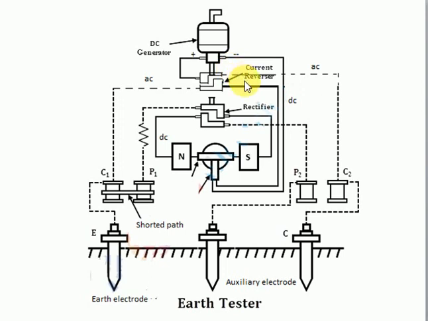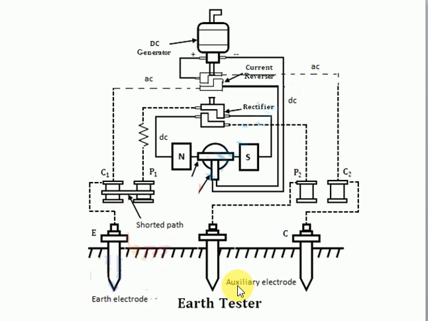Now first of all, let me tell you what are the main components of the earth tester. An earth tester should have a DC generator, current reversal, rectifier, the current coil and pressure coil, and the electrodes. So here we have two types of electrodes. One is this earth electrode, and the others are called the auxiliary electrodes.